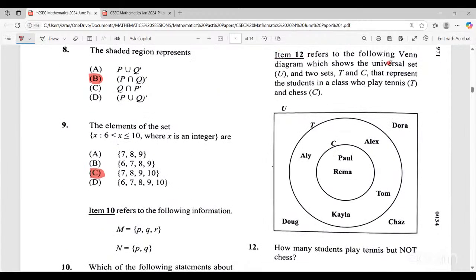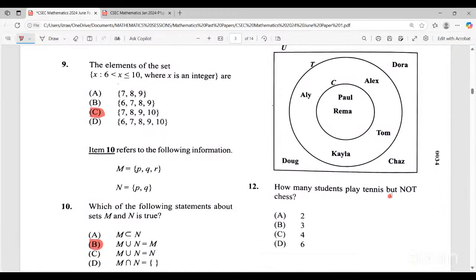Item 24, the following Venn diagram, which shows the universal set U, 2 sets T and C that represent the students in a class who play tennis and chess. See how many students play tennis but not chess. The amount of students who play tennis but not chess will be Ali, Alex, Tom, and Kayla. Those 4 students play tennis but not chess because they're not in the chess circle. So that's 4 students. That's C.